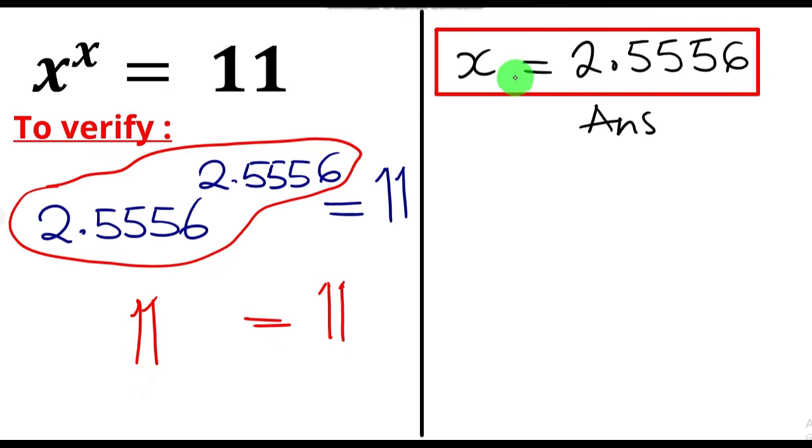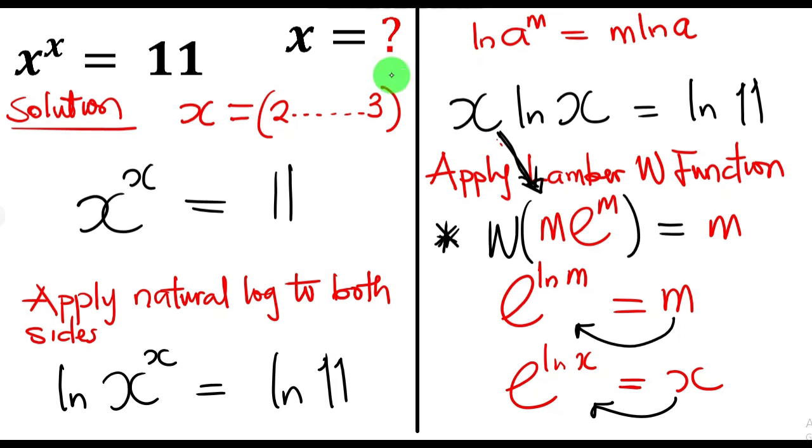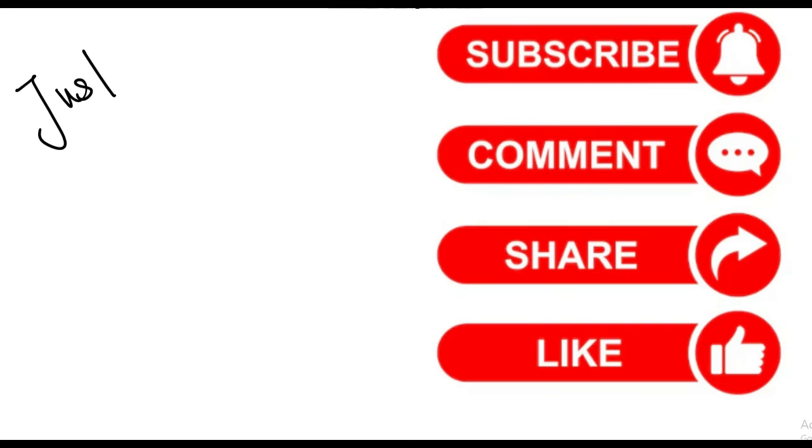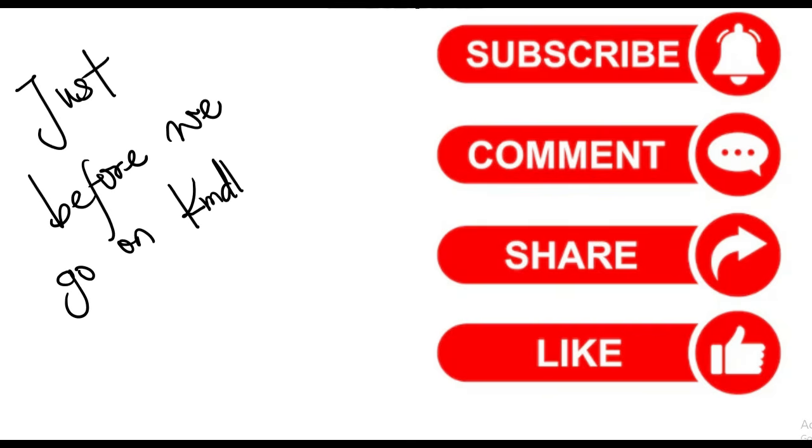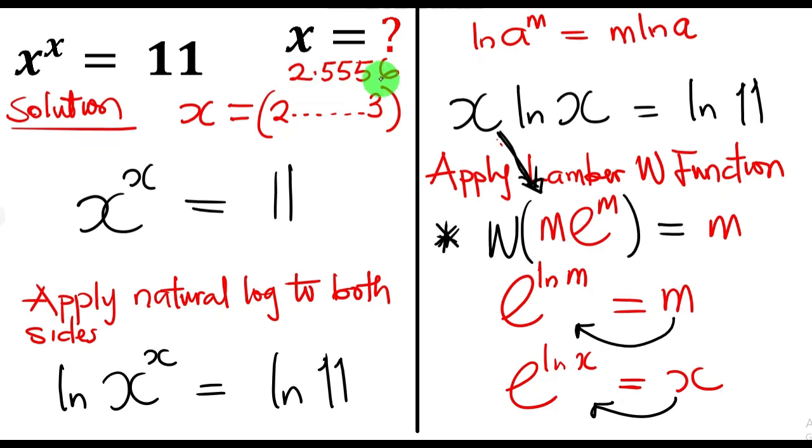That shows that this value for x is perfectly correct. Also remember, at the beginning, we established that whatever value of x we get is going to be between 2 and 3. And what we got, 2.5556, is exactly as established earlier, that is between 2 and 3.